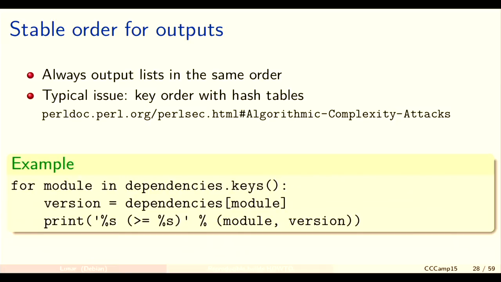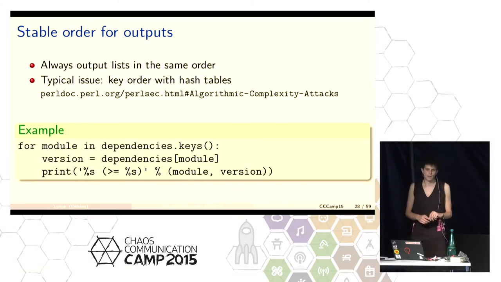That's because Perl and Ruby and Python and other languages have a thing to prevent someone from attacking the hash function and then starving the machine of CPU or memory, and so they have a random hash function. And so if you just traverse the dictionary, then you will get a different order every time because the seed is different every time.